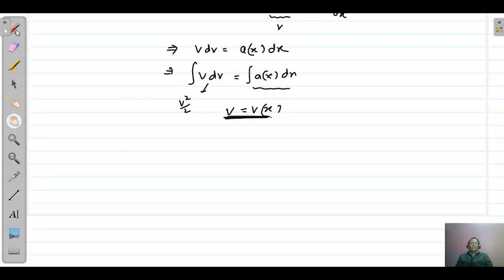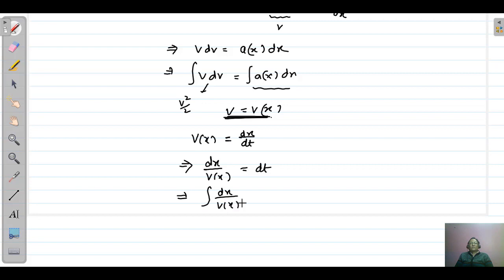Now we get the function v, that is the velocity, as a function of position, and by definition velocity is the rate of change of position, and we have to find x. This implies that dx/v(x) equal to dt, and now we integrate it with proper limits. We get the position as a function of time. So this is the second point.